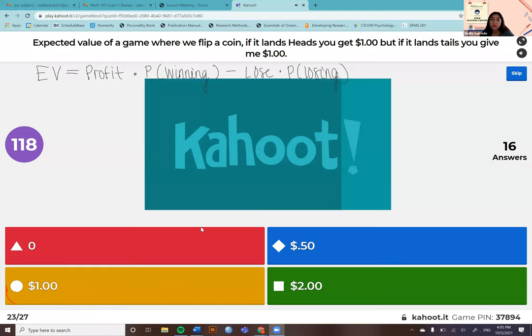So if we land a heads, we get $1, but if we land a tails, you give me $1, so we're losing a dollar. It's asking us how much we are expecting to win or lose in this game if we played it. And then we can use this formula to figure that out. But I'll go ahead and go over it too, to help you out.